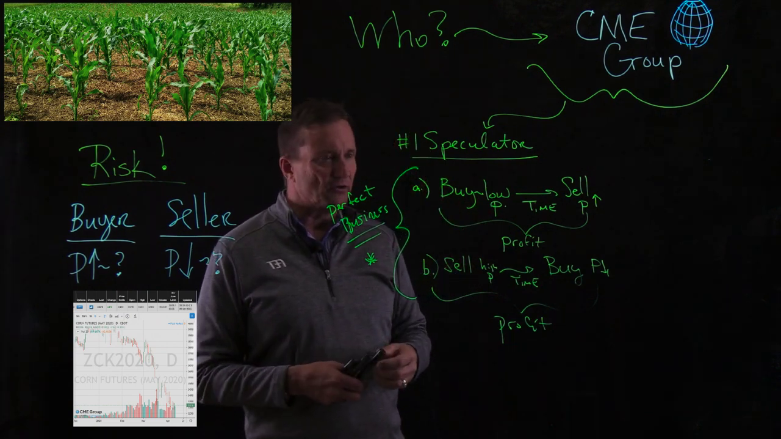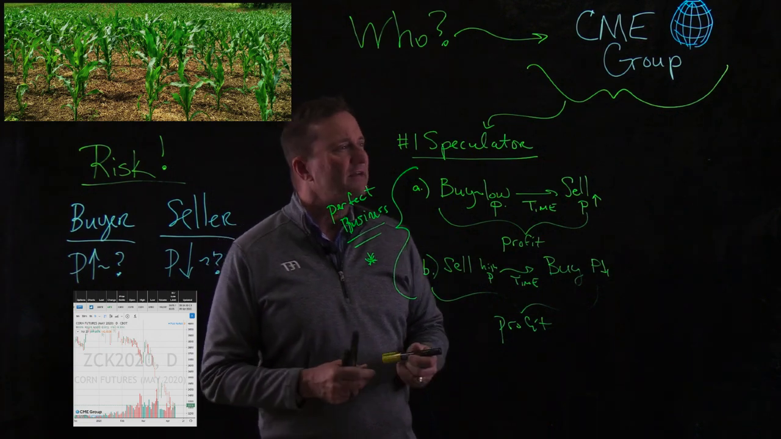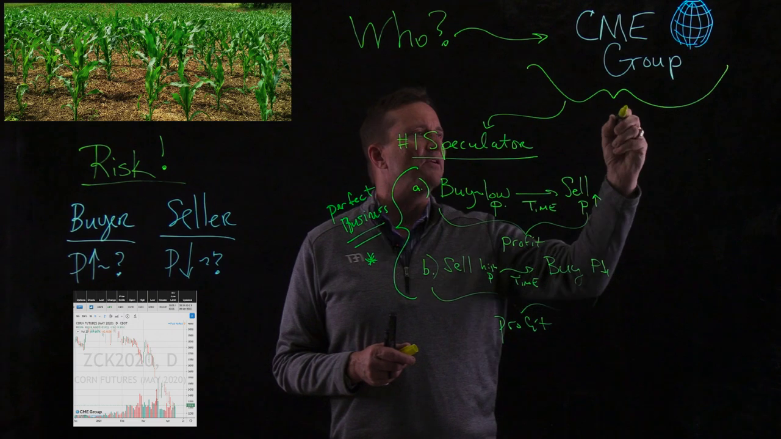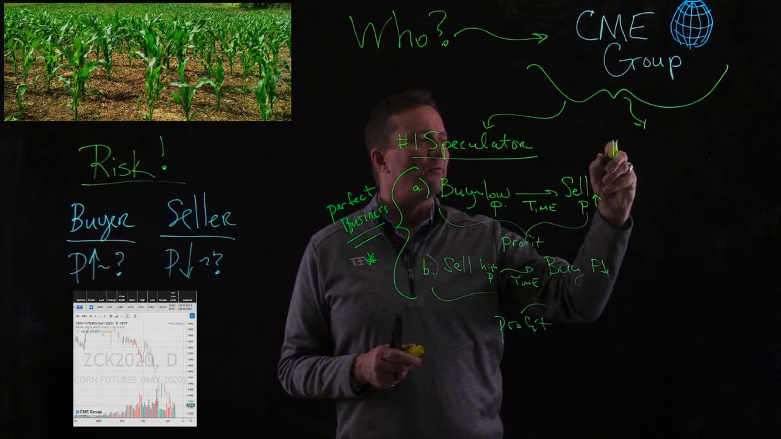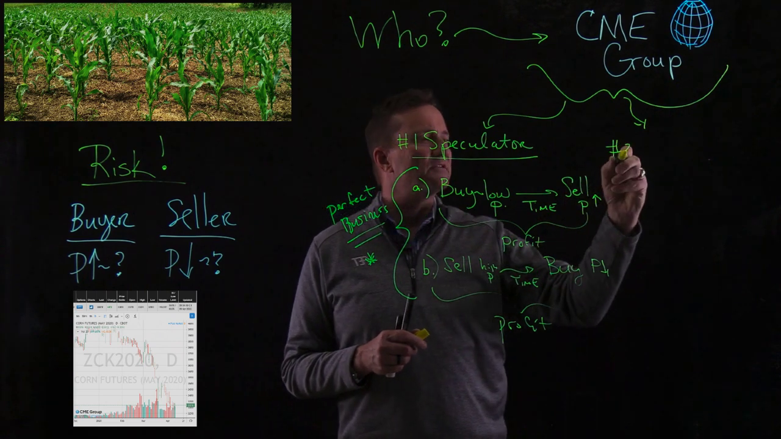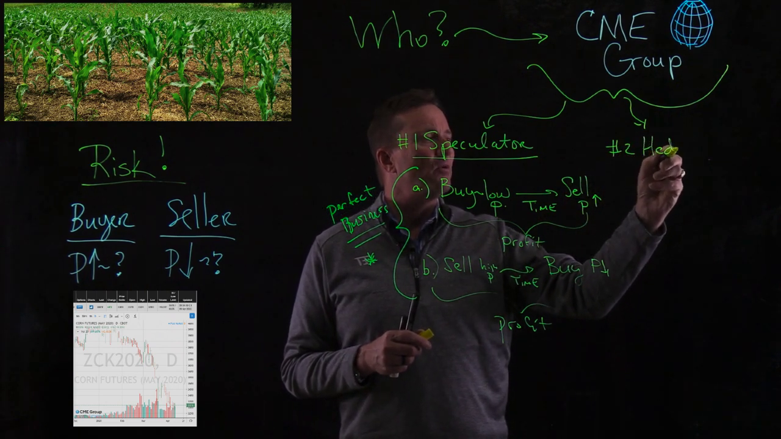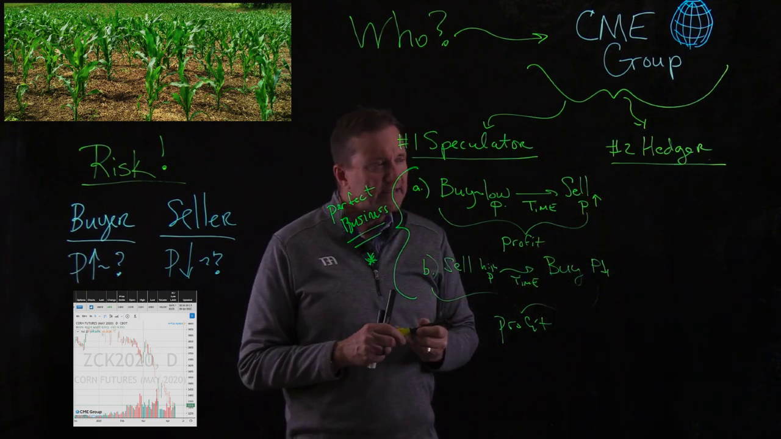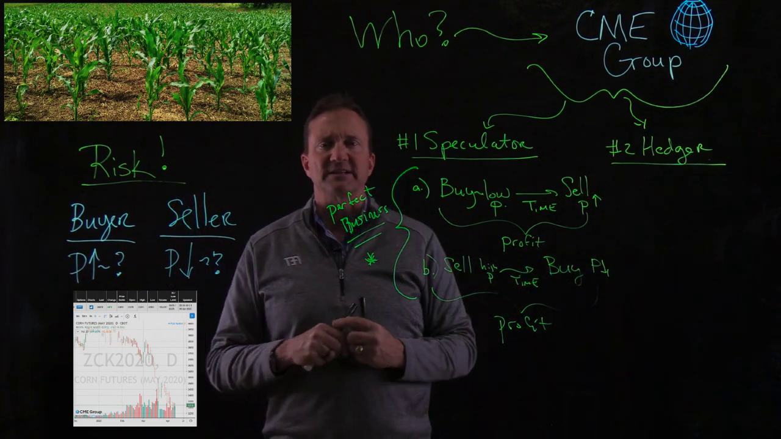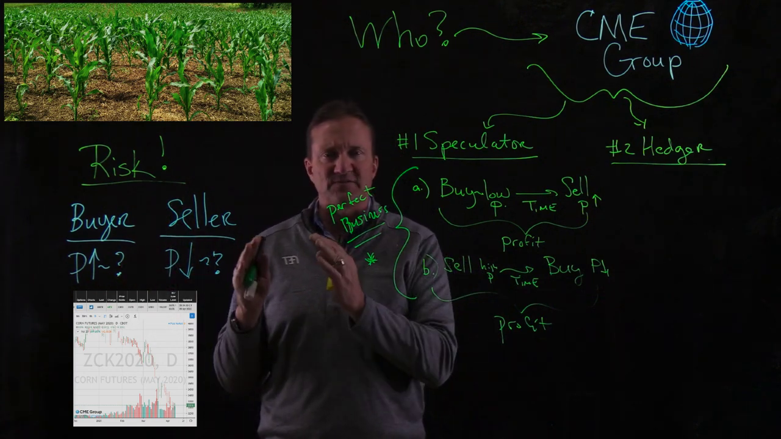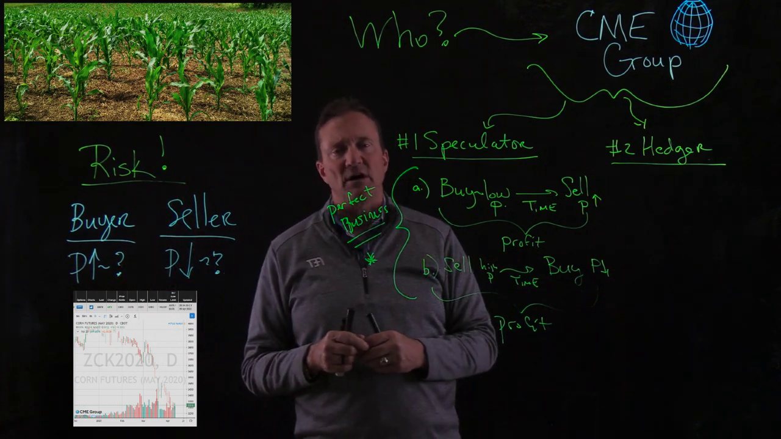Well, what's another who? Let me change colors here so I can differentiate these a bit. Another player in the futures market, another person that we need to focus on, and in fact, for agriculture, this is our main focus. Number 2 is what we call a hedger. Now, a hedger is a person, for example, raising this corn. They're typically in one of these 2 roles, at least for a window of time that we're talking about.